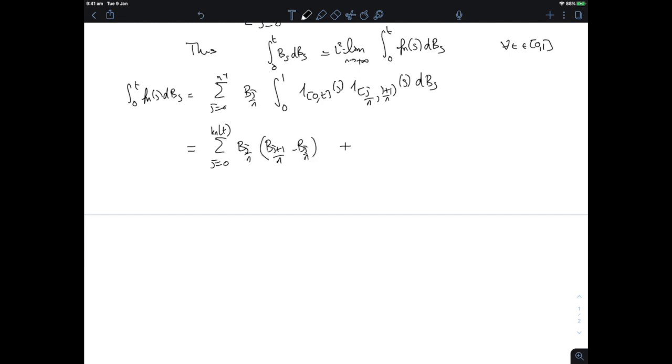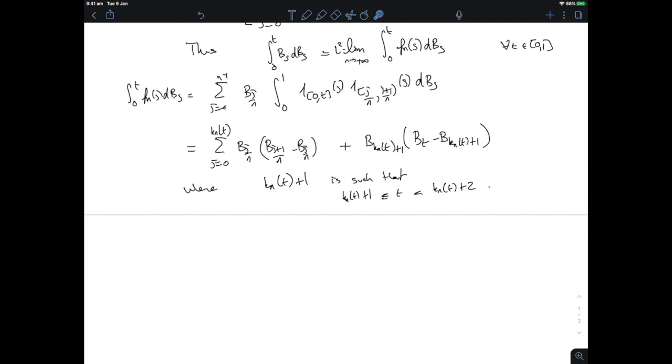And then I have the next term, the term corresponding to the j such that t is exactly between j/n and (j+1)/n. And then I get b_{k_n(t)/n} times (b_t minus b_{k_n(t)/n}), where k_n(t) is such that t is between k_n(t)/n and (k_n(t)+1)/n. And this is a uniquely determined integer between 0 and n minus 1. All right, so this is the concrete expression for this integral I'm trying to compute.